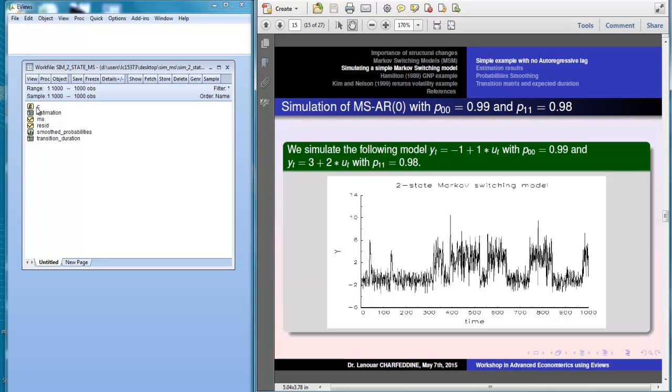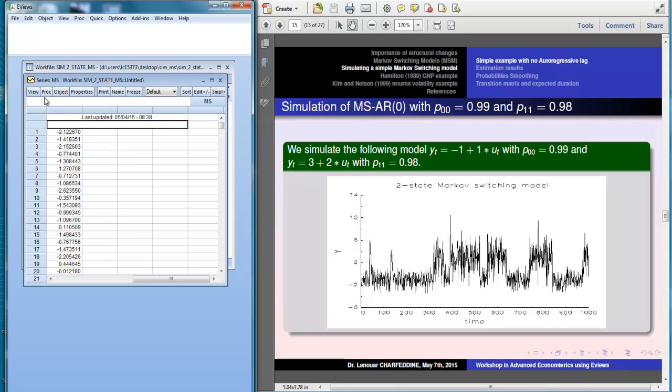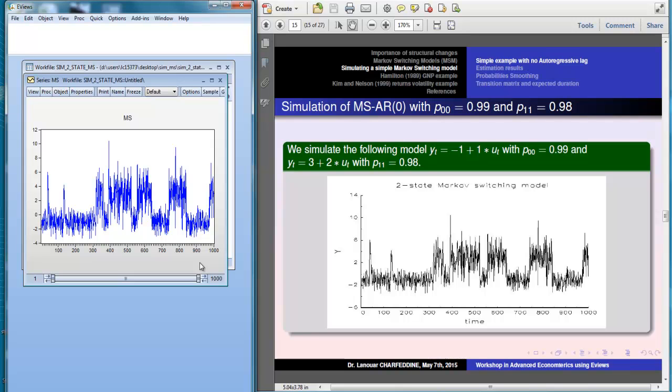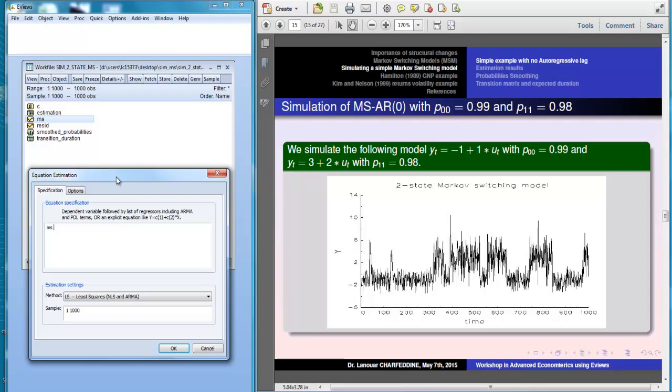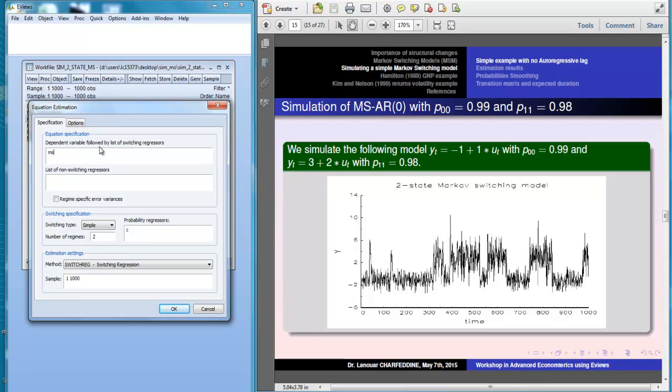We go now to our data. This is simulated using Gauss software. This is our data. We can go to graph, and then we can plot the trajectory of this time series, and to estimate this model, from view, excuse me, we plot this, we go to quick estimate equation, and we write ms, and suppose we select the method which is switching. Here ms is followed by the list of switching regressors. We consider here that we have only C, the constant that we switch, because we want to replicate the same result. And suppose that we don't have a non-switching regressor. If you want to select here, mean that C switch, the mean switch from two regimes.